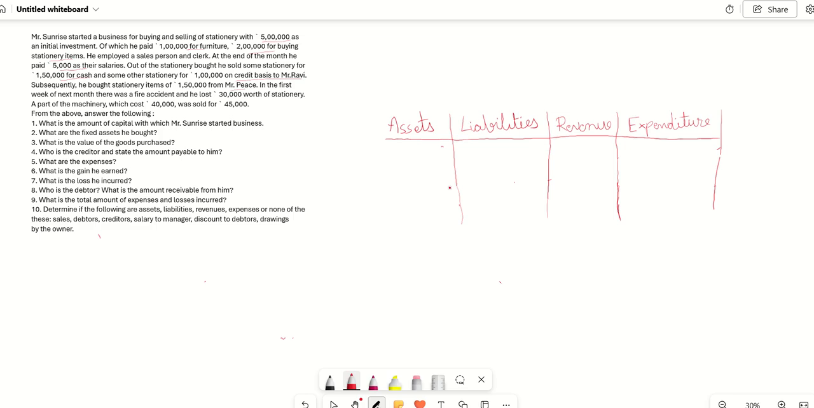Subsequently, he bought stationery items for 1,50,000 from Mr. Peace. So here it has not been mentioned for cash. If it is for cash, they will clearly mention for cash. If it is not mentioned and if you see the vendor's name, then it is clear that it is a credit purchase made by Mr. Sunrise.